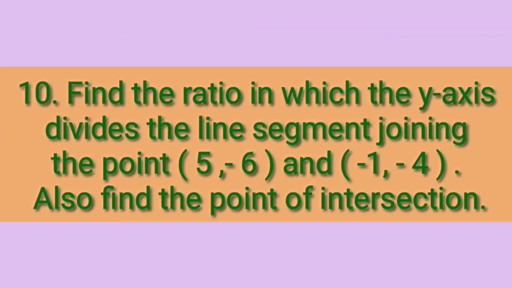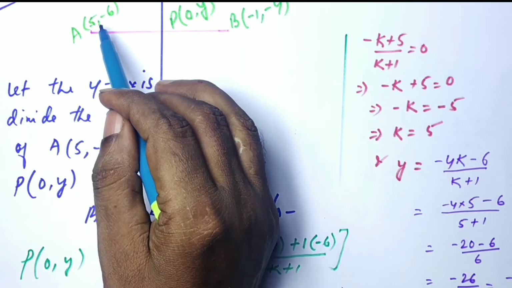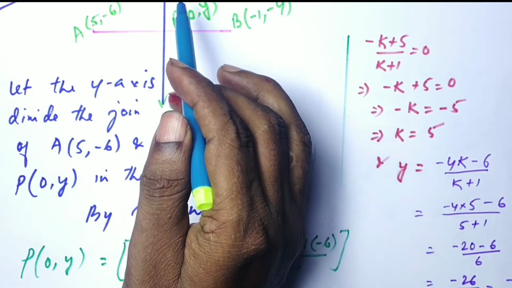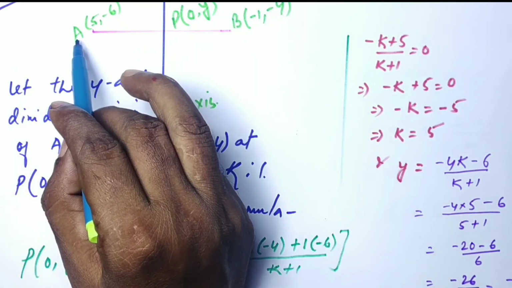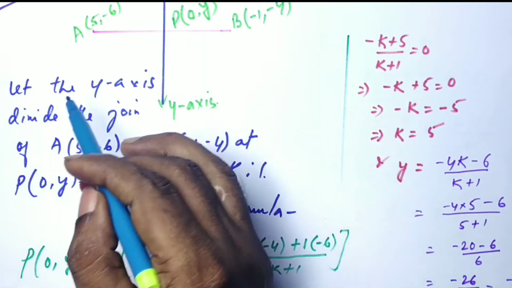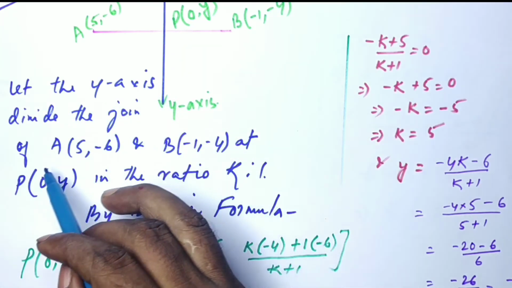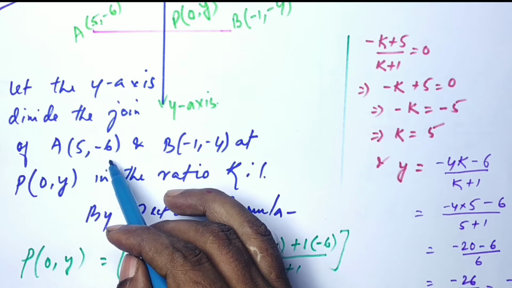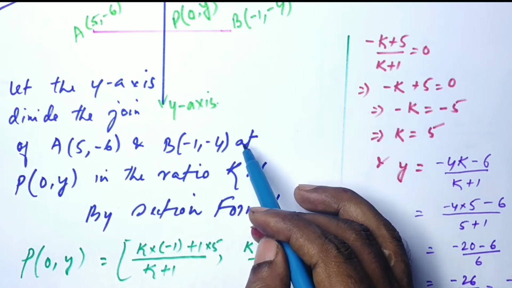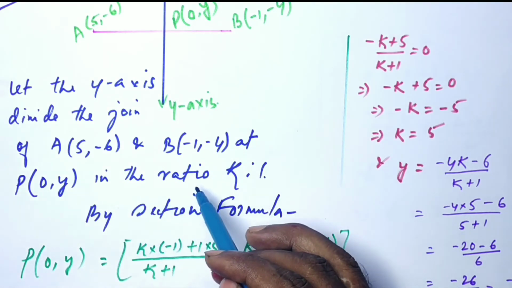Here we have a question. Find the ratio in which the y-axis divides the line segment joining the points (5, minus 6) and (minus 1, minus 4). Also find the point of intersection. So let us solve it. Here A is (5, minus 6) and B is (minus 1, minus 4) and this is the y-axis cutting the line AB at P. So let the y-axis divide the join of A(5, minus 6) and B(minus 1, minus 4) at P(0, y) in the ratio k is to 1.